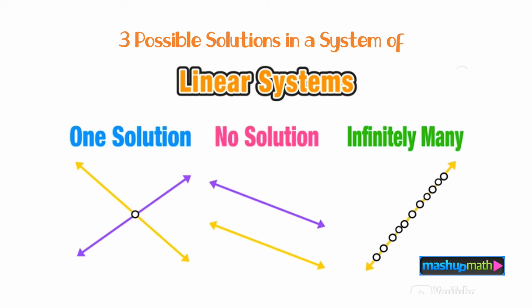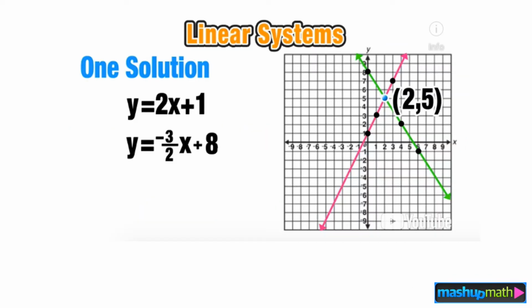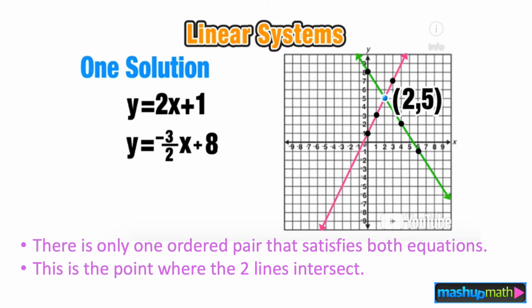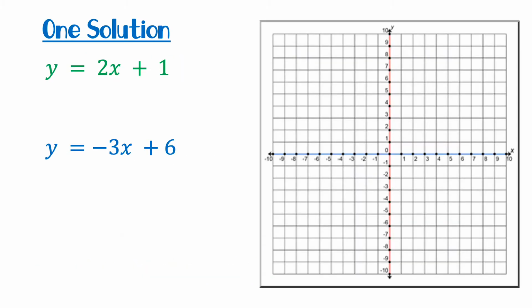There are three possible solutions in a system of equations: one solution, no solution, or infinitely many solutions. In one solution, you'll see that the lines intersect at one point. In these two equations, when they're graphed, you'll see that they cross at 2, 5. There is only one ordered pair that satisfies both equations when there is one solution to this system of equations. This is the point where the two lines intersect.